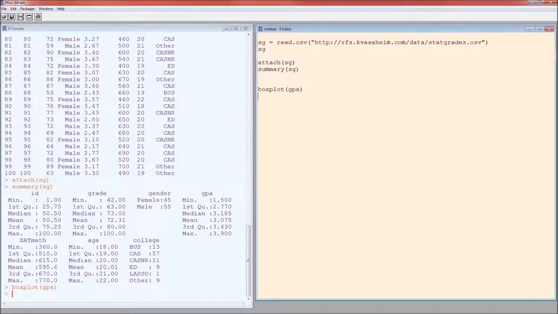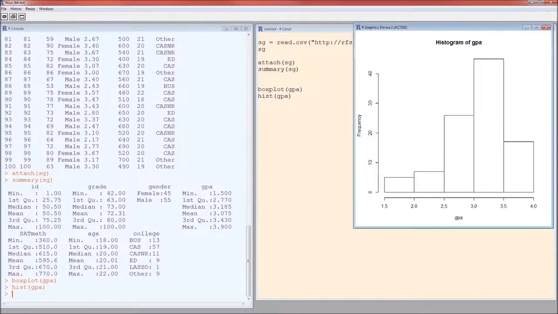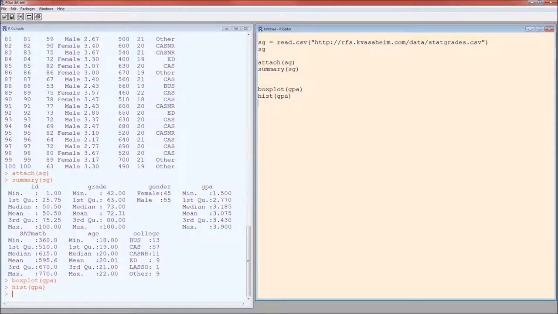We could also have a histogram. This also suggests the data are skewed. In this case, skewed to the left. Now, first, let's do a t-test. Our hypothesis is that mu is equal to 3.0. That the average GPA in the population is 3. Not in the sample, in the population. We'll start with the t-test.